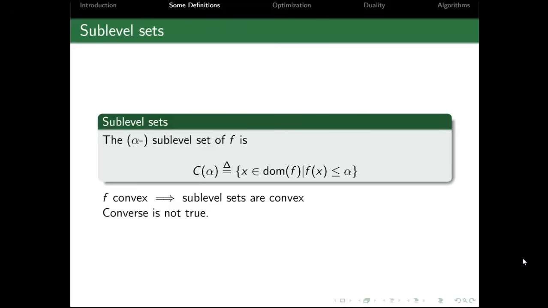Let us look at what sublevel sets of a function are. An alpha sublevel set of a function f is a set of all points x which belong to the domain of f such that the value of the function at these points is less than or equal to alpha. There is one important property that if the function is convex, the sublevel sets of these functions are also convex. It's important to note that the converse is not true.